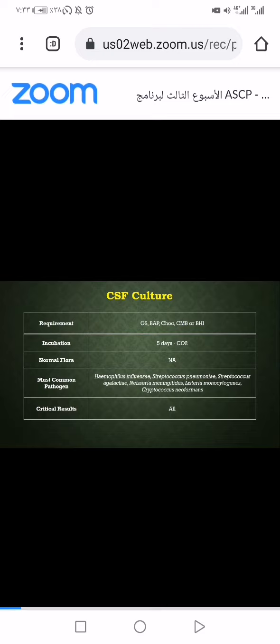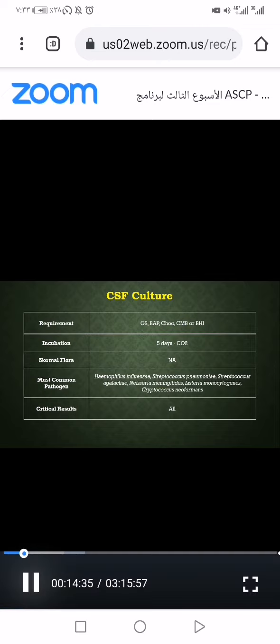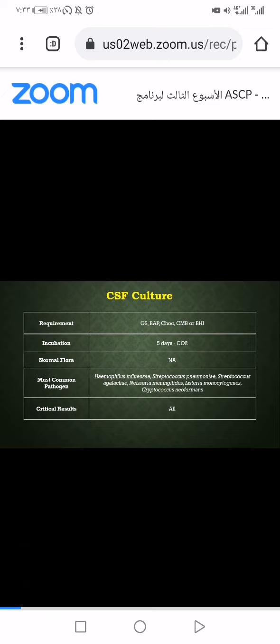So normal flora: there is no normal flora because it's a sterile site. The central nervous system is a closed system, and there is no normal flora growing there at all. If there is any normal flora, like CNS, that's contamination during the collection. Maybe the doctor puts his finger in just to check, or he didn't disinfect the skin, and contamination may come. But normally there is no normal flora.